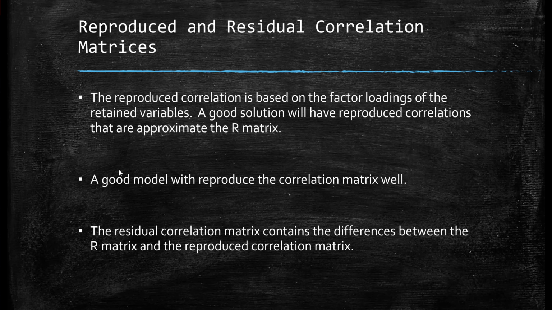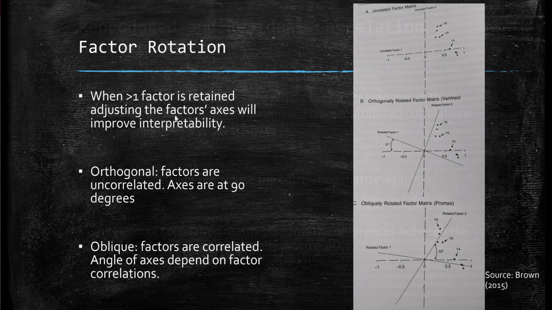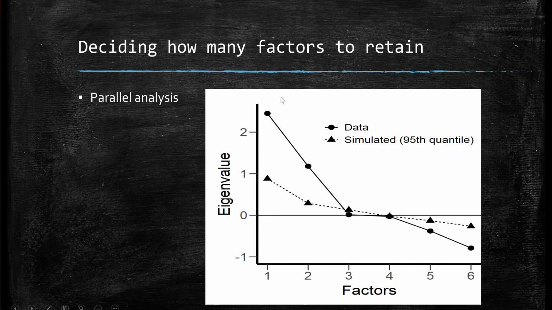All right. Another piece of output that's worth noting is the reproduced and residual correlation matrices. So you have your actual correlation matrix, which is the relationships between the variables that you're entering into the factor analysis, but you also have a correlation matrix that is reproduced based on the results of the factor analysis itself, the factor loadings. So let's say you ran the factor analysis and you decided to retain 2 factors, as it looks like we should do based on this parallel analysis.